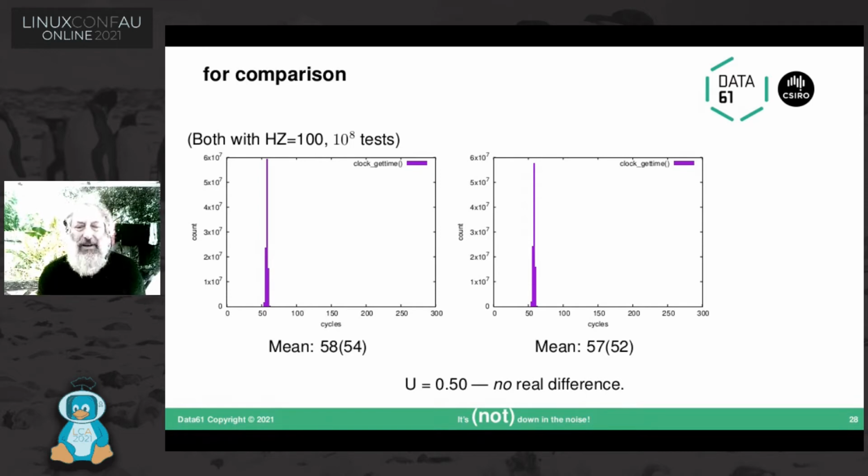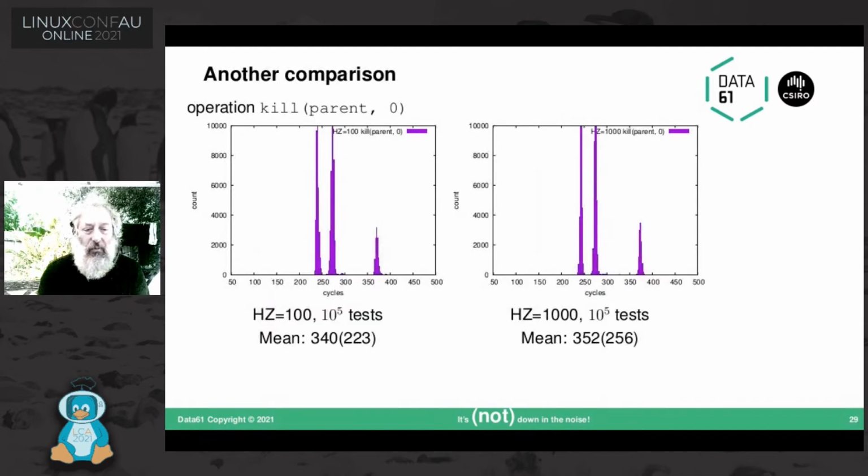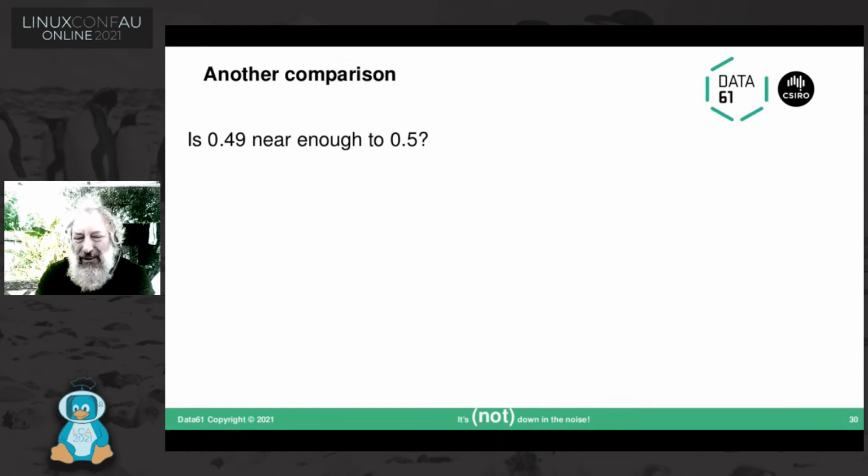Let's do another comparison. I'm going to choose another operation that's a lot noisier than clock_gettime because it hasn't been as highly optimized. And what I'm going to do is kill my parent with signal 0. So I've already done a getppid outside the loop for measuring. This is another case where we've got a fast path and a couple of slow paths. The mean is different in the 2. But if I do this U test, I get 0.49. Is that 0.5? Is 0.49 near enough to 0.5 to say they're the same?